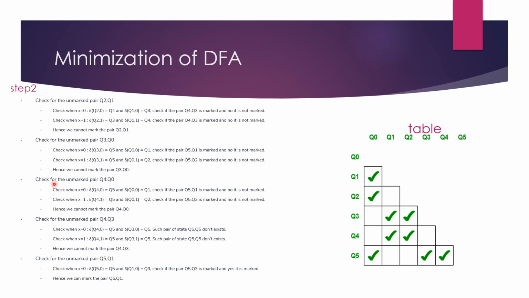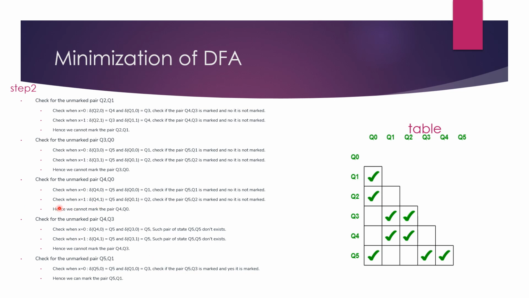Next we will go to the unmarked pair Q4 and Q0. By using the input symbol 0, we will put in states Q4 and Q0. Q4 on 0 goes to Q5, Q0 on 0 goes to Q1. Check whether the pair Q5 and Q1 is marked. No, Q5 and Q1 are not marked.